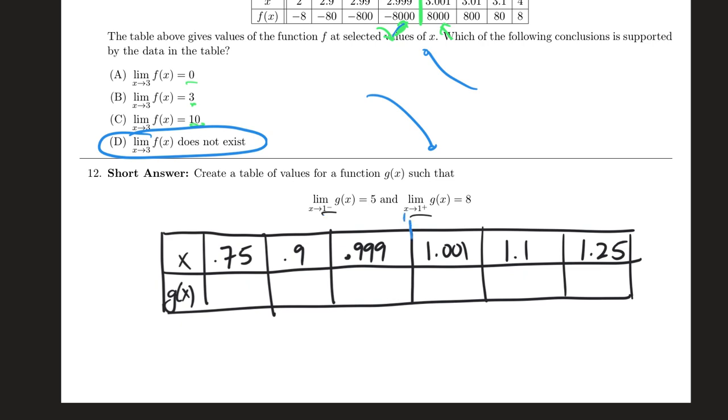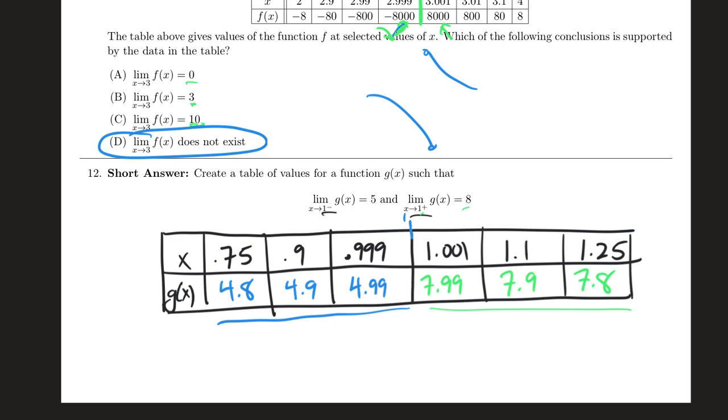Then on the left side of 1, I want those values to get close to 5. So I can put, say, 4.99. That's pretty close to 5. And then make those numbers a little bit farther away from 5. So as I'm getting closer to the middle where x is 1, my y values are getting close to 5. On the right-hand side, now I want those to get close to 8. I do the same thing: 7.99 is close to 8, and make those numbers slowly get farther away. So as my x values get closer to 1, my y values get closer to 8.